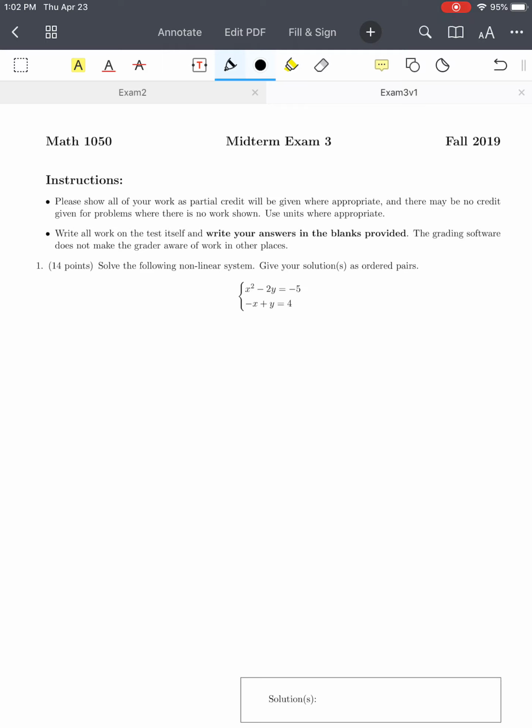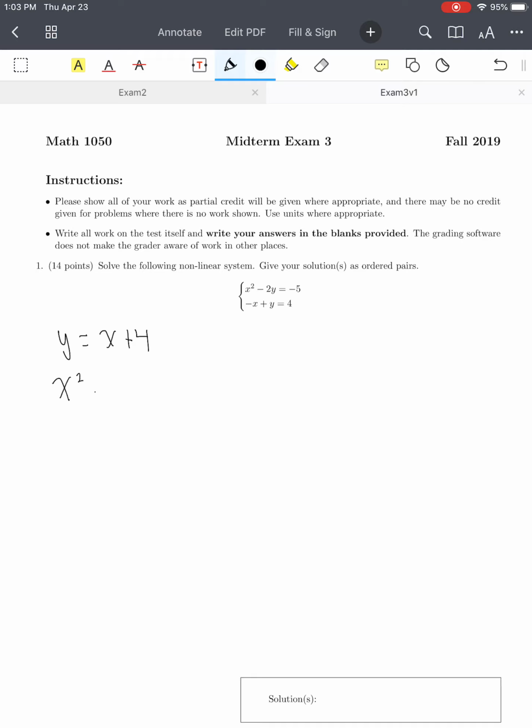We are solving the following nonlinear system: x squared minus 2y equals negative 5, and negative x plus y equals 4. So to solve this, I'm just going to use substitution. I'm going to solve for y in the second equation. So y equals x plus 4, just by adding x to both sides. And then I'm going to plug that into the first equation.